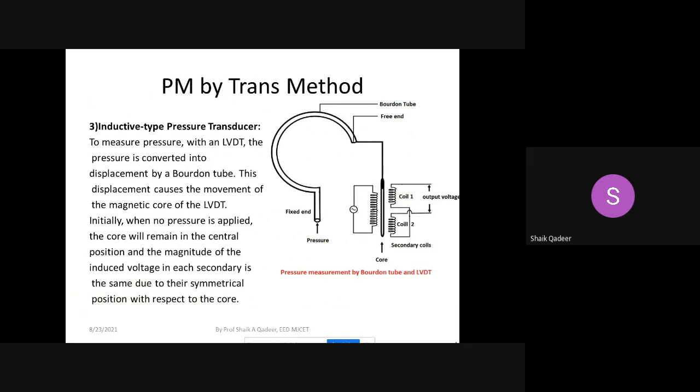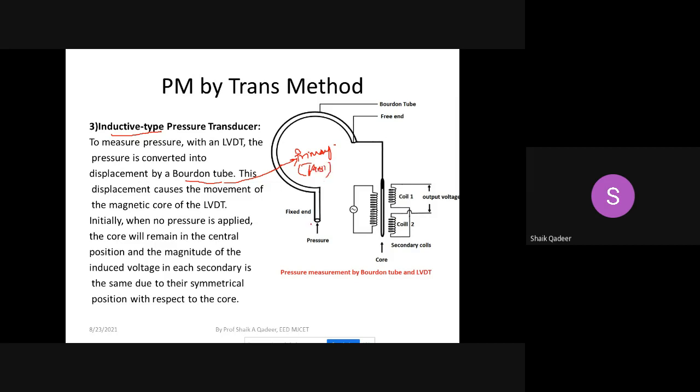Third method is with the help of LVDT or inductive type of device. Here in this case, we use again the primary transducer as the elastic element, right? Which in this particular case is what? Bourdon tube. Bourdon tube is playing the role of primary sensing element, and LVDT is the secondary transducer. Whatever you want you can call.